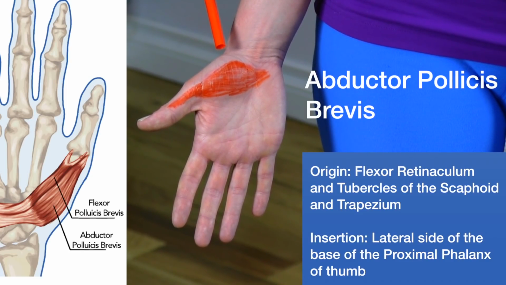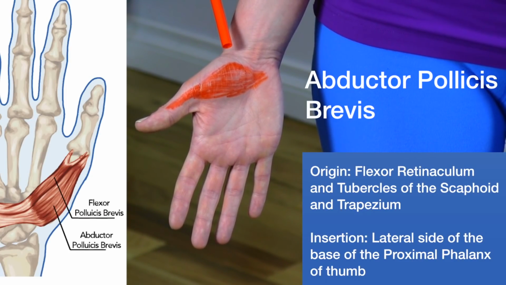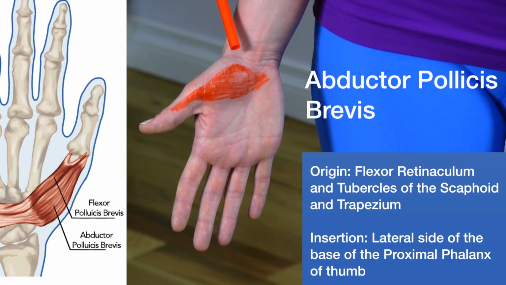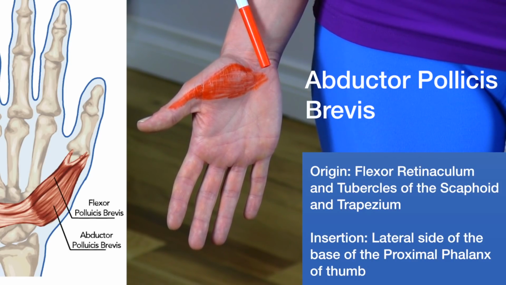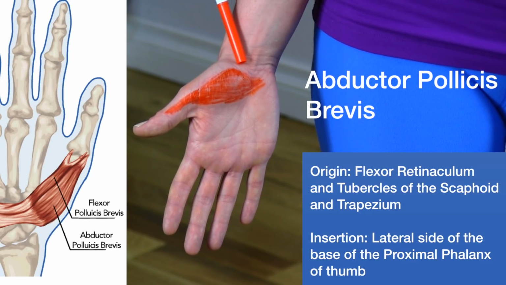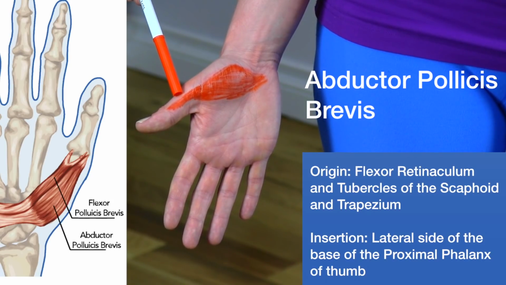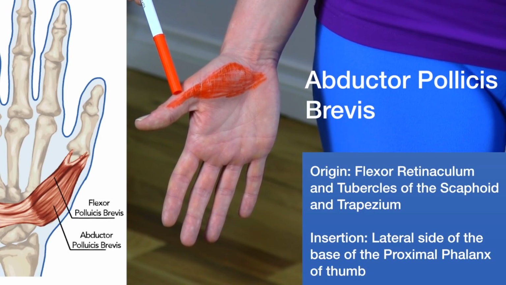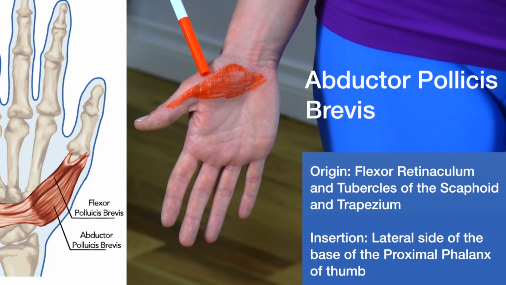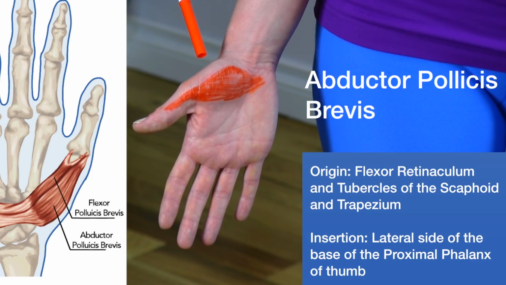The next muscle is the abductor pollicis brevis. This muscle arises from the flexor retinaculum and scaphoid, as well as the trapezium, and inserts on the lateral base of the proximal phalanx of the thumb, next to the flexor pollicis brevis. The actions of this muscle are that it pulls the metacarpal anteriorly and flexes the metacarpophalangeal joint.